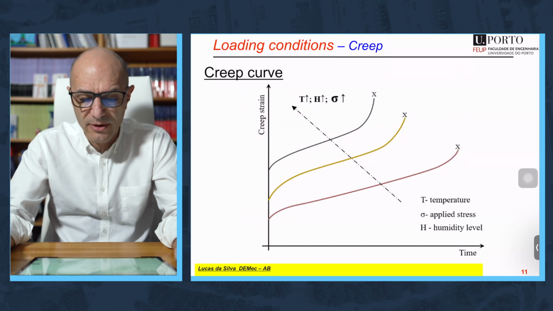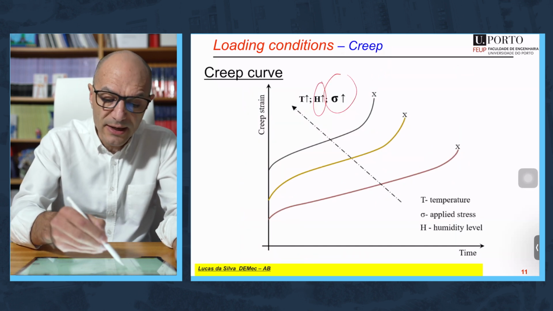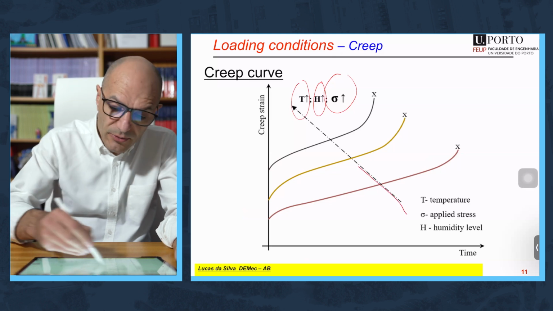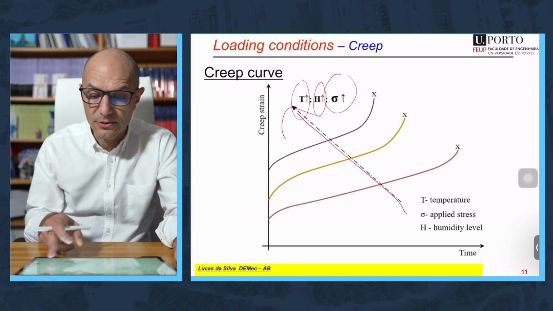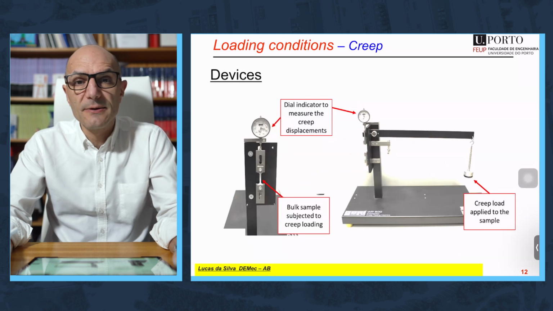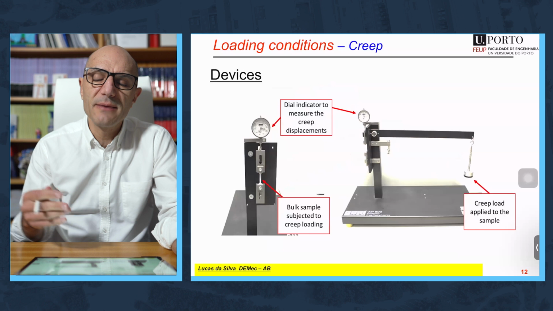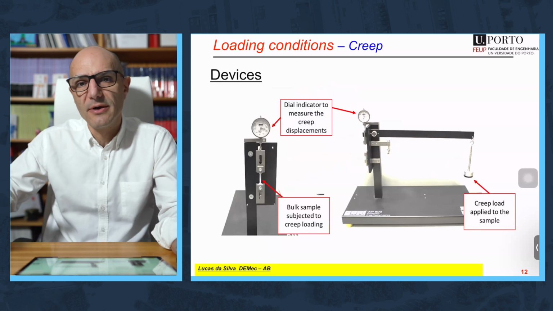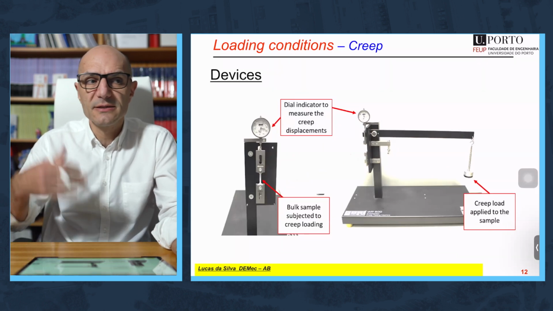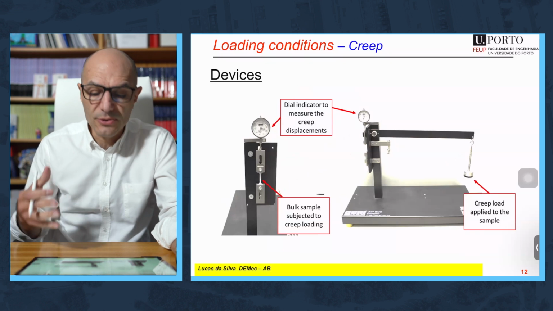Again, the creep curve will vary a lot with the stress applied, if the humidity is high or the temperature is high, and it will go in that direction, the trend. To generate creep data is very complicated because it takes a lot of time. So in general, we use several devices that can generate many curves at the same time.